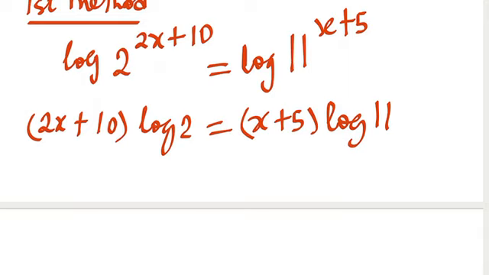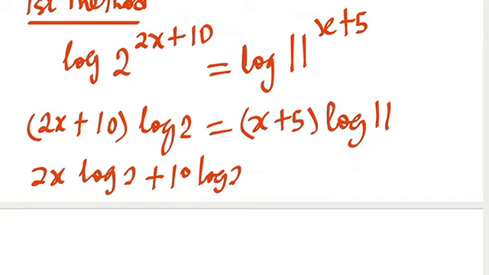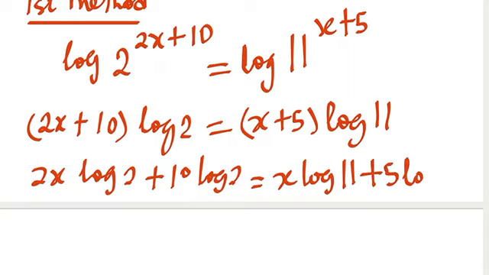So here, opening the bracket, we're going to have 2x log 2 plus 10 log 2, then equals x log 11 plus 5 log 11. Are you following? So now we move on. Now let's try to collect the like terms. Any terms with x, let's bring them together.